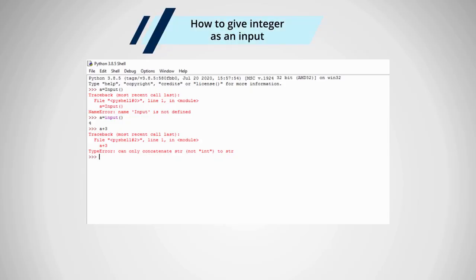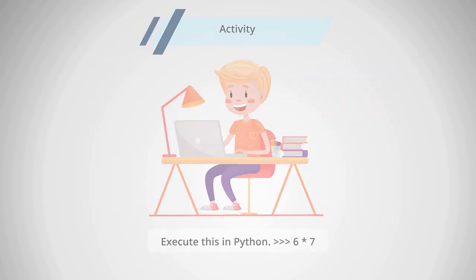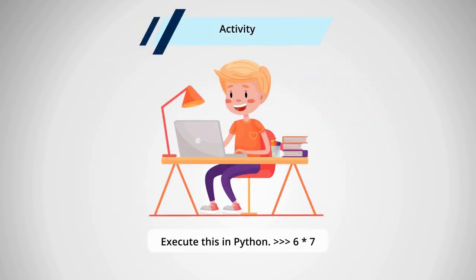To convert any number entered after the input command to an integer, we can use int command. Or else, we can simply use the input command within the int command. See how. You saw that how the int command converts an input number to an integer, provided that a number only is entered in the input command. Execute this in Python. 6 times 7.